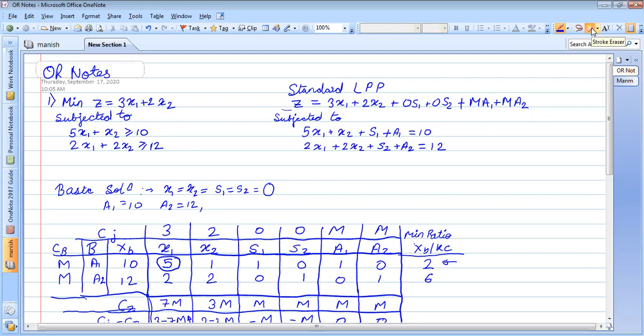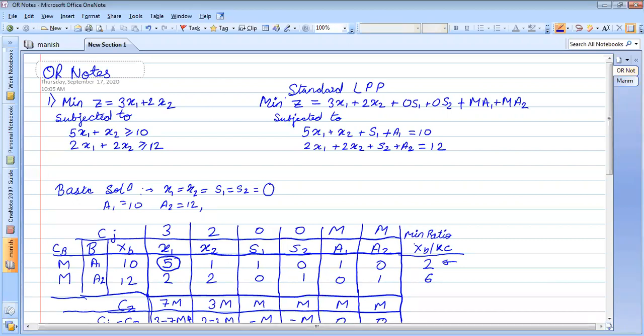Standard LPP is you have Z is equal to, this is also minimization. I have not converted it into maximization. So minimization of Z is equal to 3x1 plus 2x2 subjected to 5x1 plus x2 should be greater than equal to 10. So we will add one surplus variable and one artificial variable: 5x1 plus x2 minus s1 plus a1 is equal to 10.